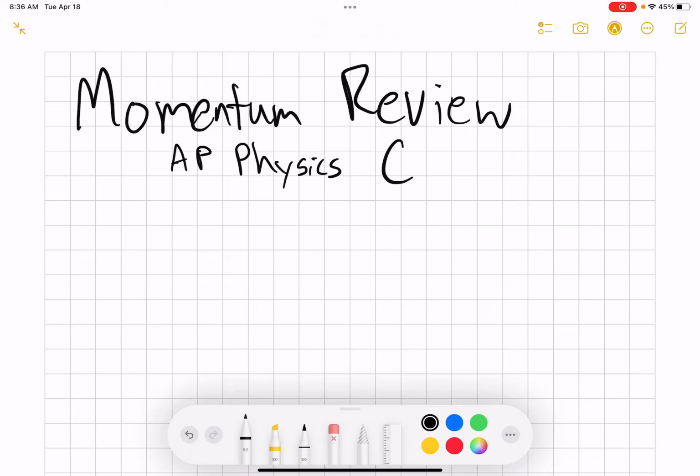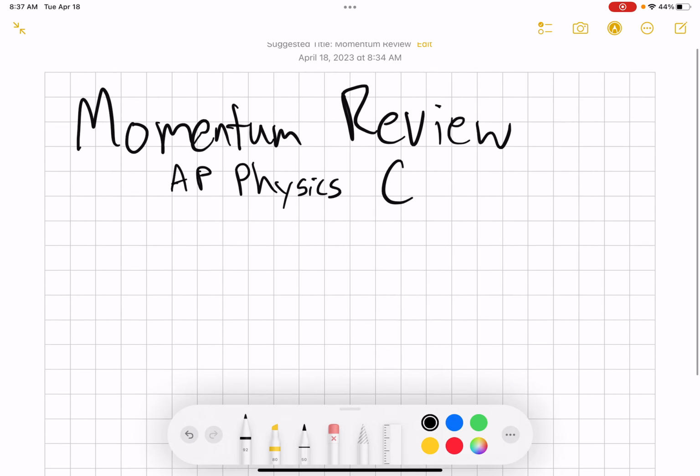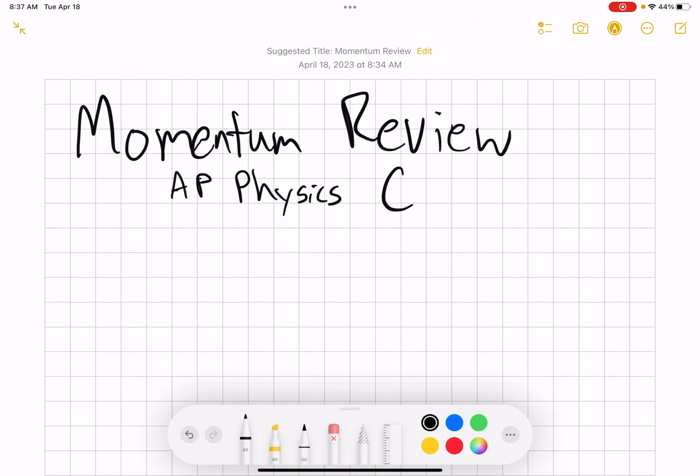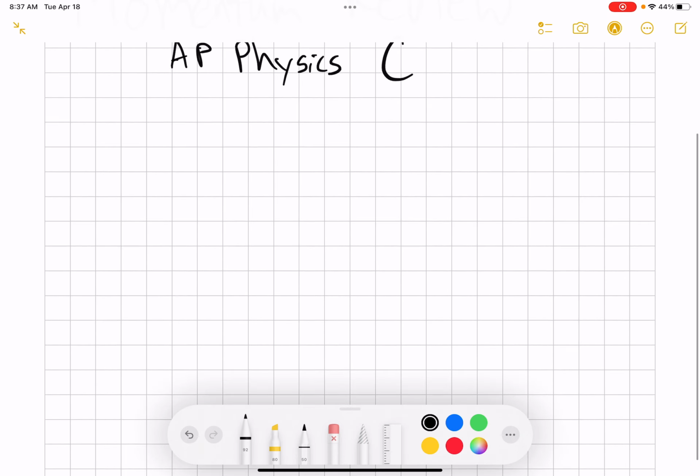Hello, today we are looking at momentum. We're going to review everything, and that will help us get ready for the AP test. This isn't meant to be a complete set of notes for how to do momentum. You have the basics, and it's a little bit of review of how I can make sure I know how to approach different problems. So, first of all, let's look at the basics.